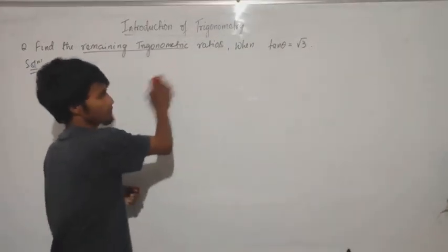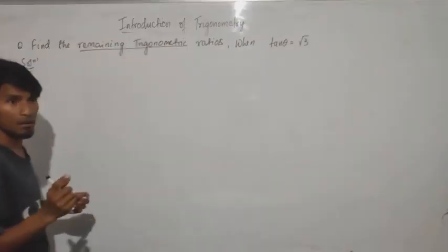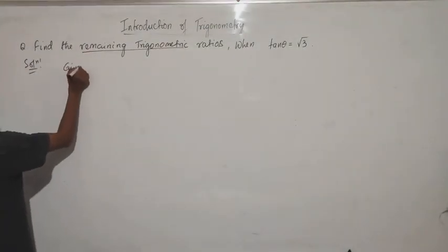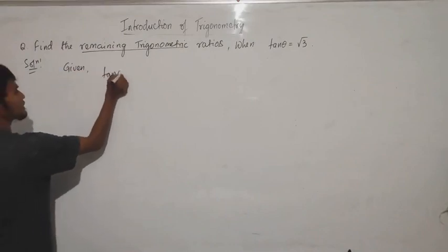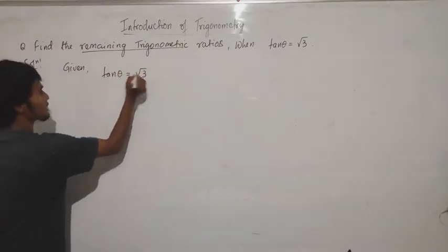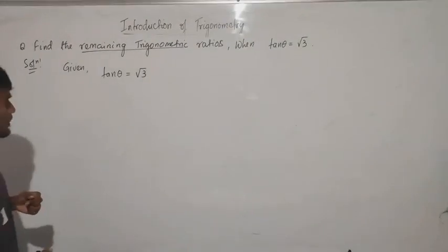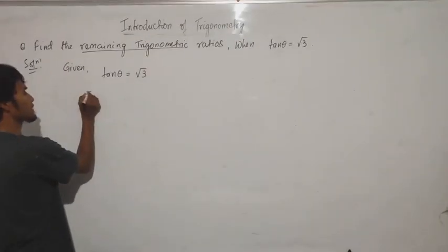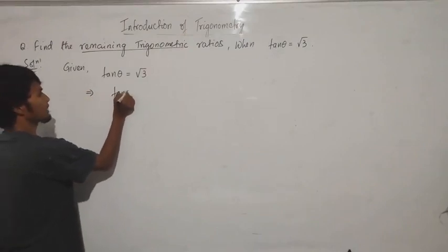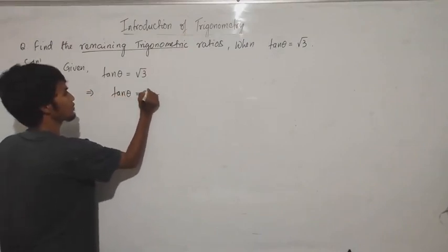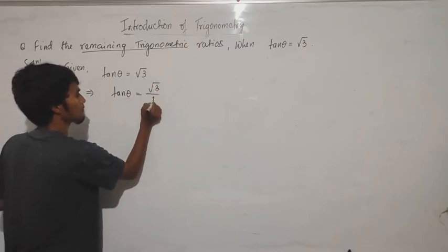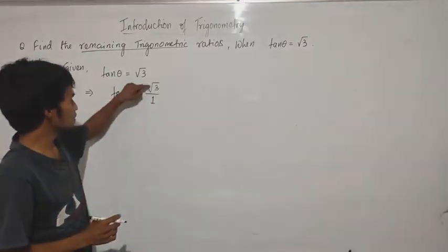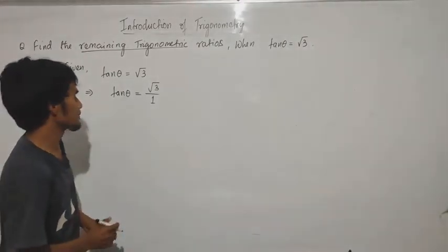Okay, how to find these? This is very simple, again by using Pythagoras. Solution: given tan theta equal to root 3. Now this one I can write like this: tan theta equal to root 3 by 1, because root 3 divided by 1 will be root 3.